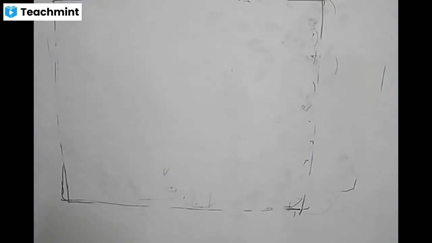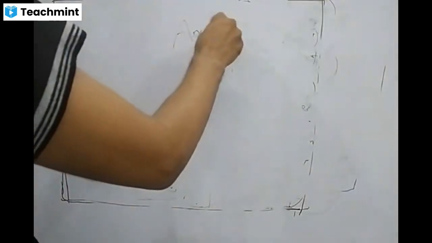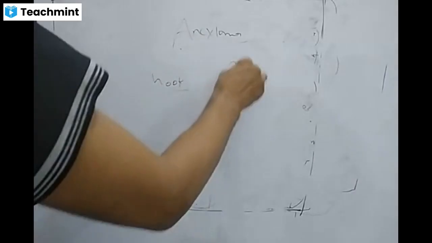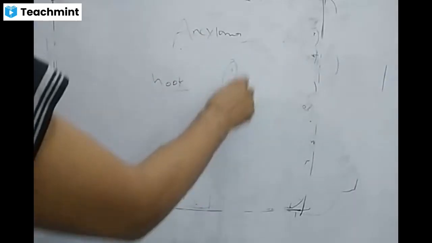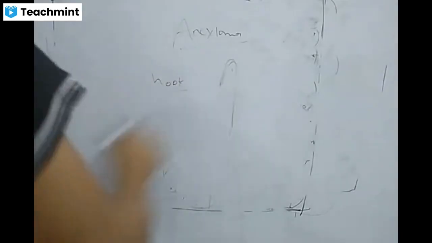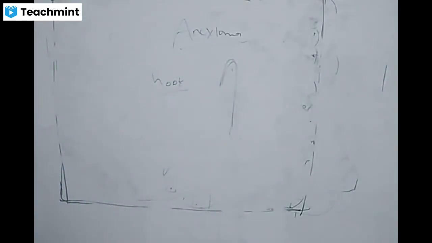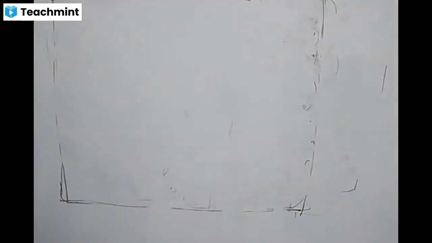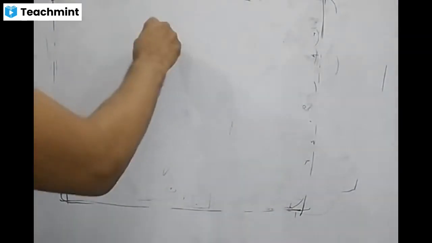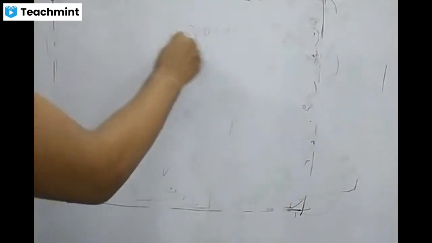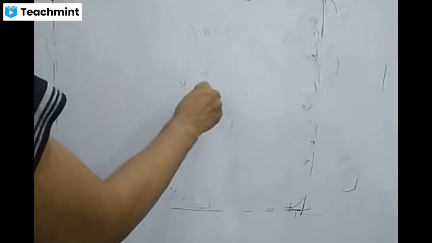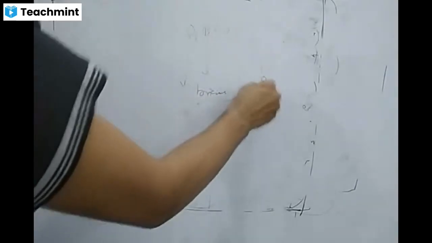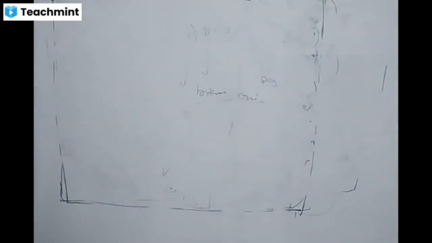Then the more important is your Ancylostoma, hookworm. Why is the name given hook? Because their anterior part is bent like a hook. So we call them hookworm. So in case of Ancylostoma, there is one mnemonic, A, B, C, D. A for Ancylostoma, B for braziliense, C for caninum, and D for dog. So this is how we remember species of Ancylostoma.